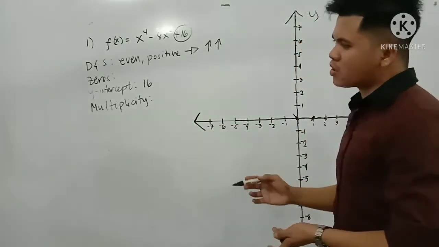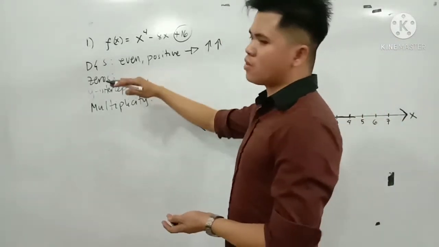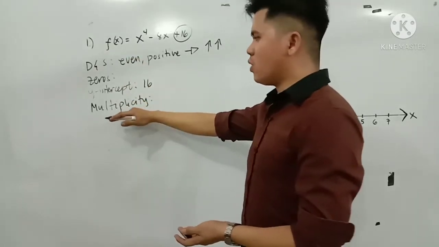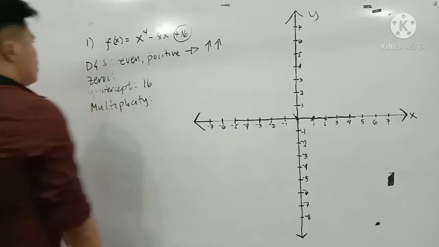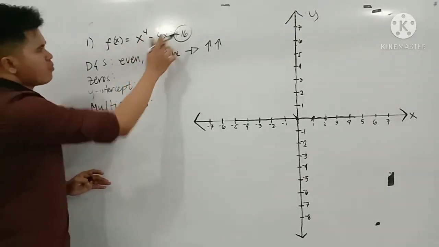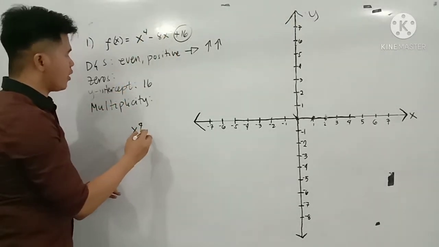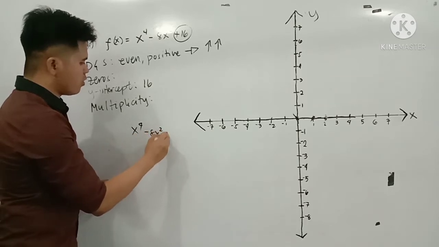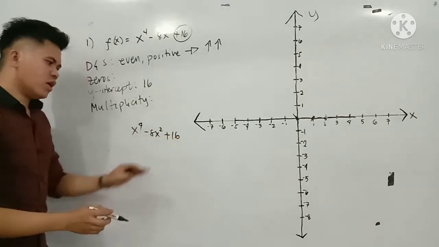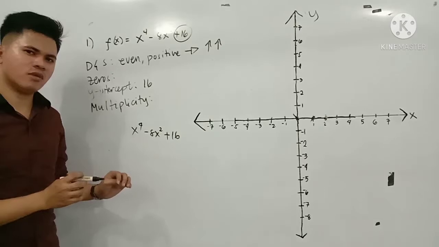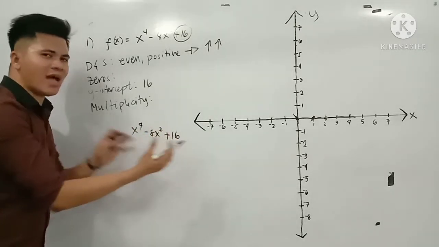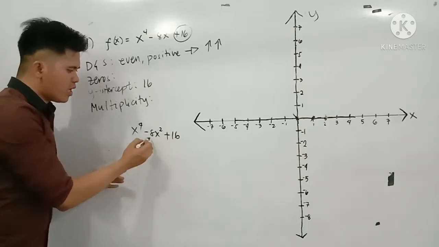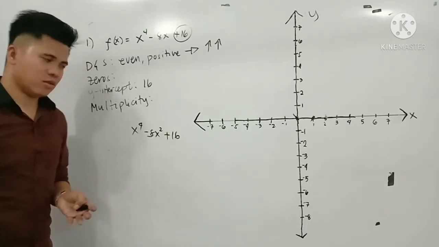Then the multiplicity: we have to find first the zeros, and we can now find the multiplicity. So observe the given polynomial. We have here x raised to 4 minus 8x squared plus 16. Is this a perfect square trinomial? Yes. There are factors of positive 16 that if we add those factors, we get negative 8.